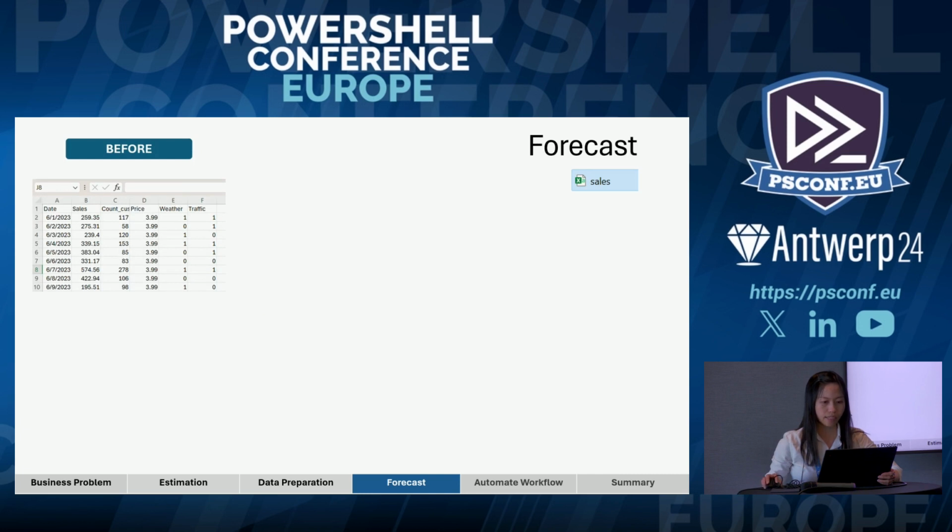For the forecast, the raw file we work with is the sales file. This is the raw file from before. We have the date, the sales recorded per day, and the number of customers per date. To make it simple, I just put the same price for every coffee: cappuccino, espresso, brew coffee, everything the same price.